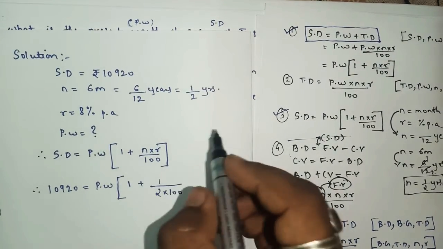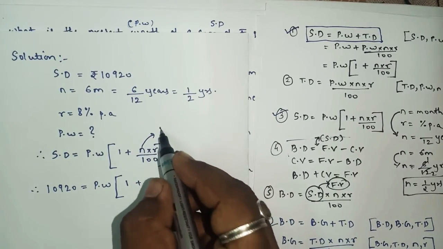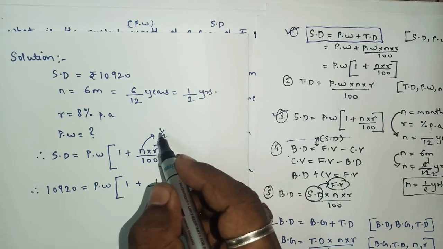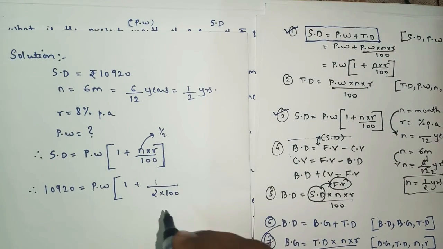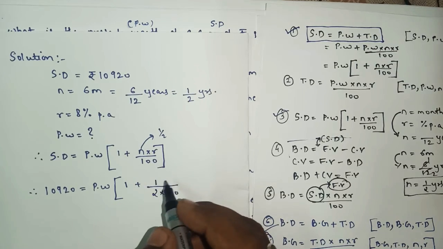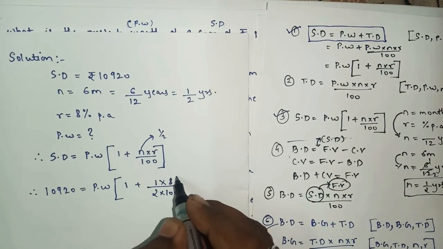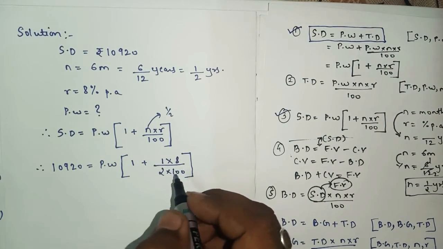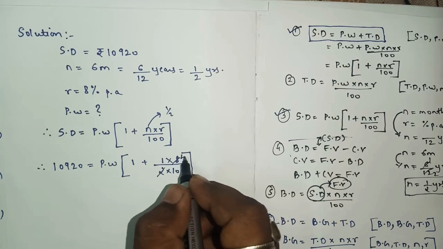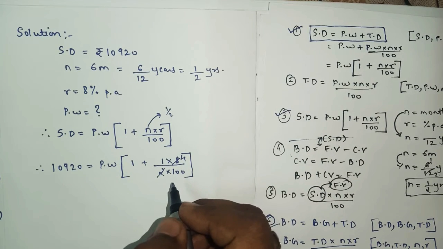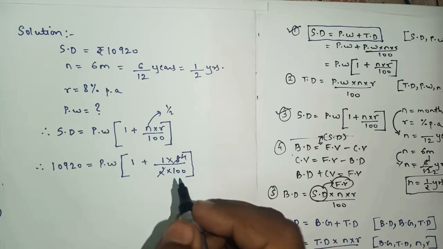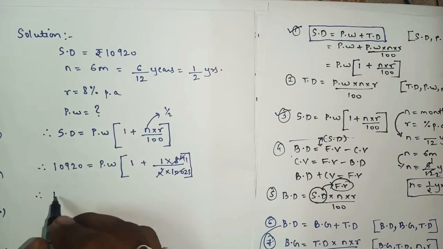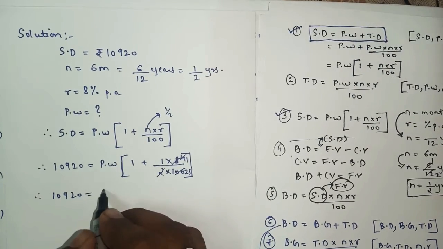Remember this. As we substitute the value of N as 1 by 2, 1 will be in the numerator and 2 will go to the denominator with 100. Remember this. Okay, so R is what? 8. So 2 ones are 2, 2 fours are 8, here we can cancel this number, yes or no? Okay, so further, 4 ones are 4, 4 25s are 100, so therefore 10920 equals PW.